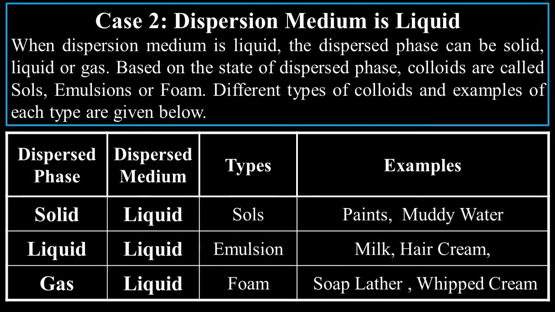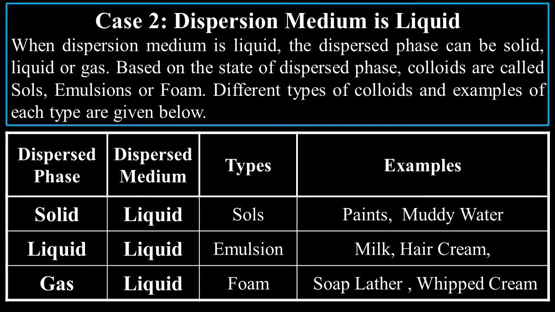Now, case 2, when dispersion medium is a liquid, the dispersed phase can be solid, liquid, or gas. Based on the state of the dispersed phase, colloids are called sols, emulsions, or foam. Different types of colloids and examples of each type are given below and on the next slide. So a solid in a liquid is called a sol. Those are paints, muddy water. Liquid in a liquid, or emulsion, that's very familiar to you by now. Milk, hair cream. A gas in a liquid would be soap lather or whipped cream.